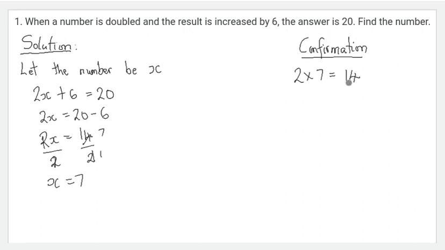And the result, which is 14, is increased by 6. So add 6 to 14. 14 plus 6, the answer is 20. So yes, we're right on track. x is actually equal to 7. Alright, so we'll go to the next question.